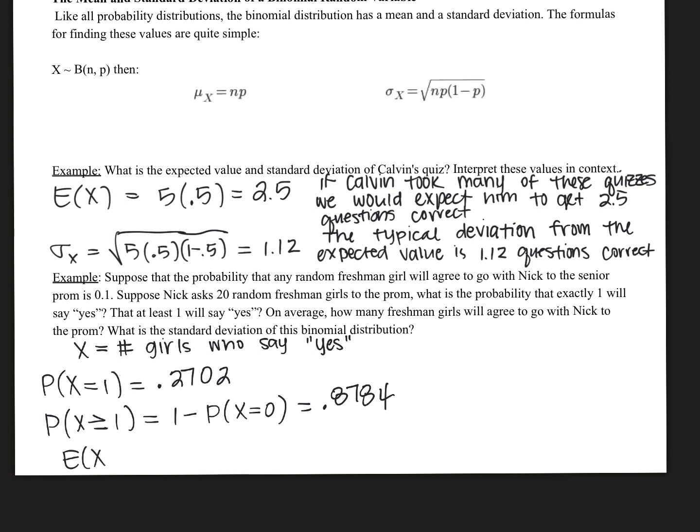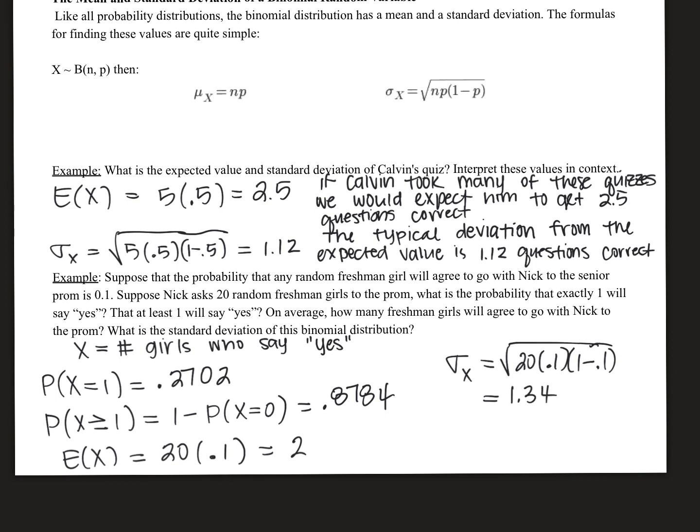Okay. Next, we're going to find the expected value. So that's n, 20, times 0.1, which is 2. So that tells us that the average number of girls that say yes will be 2. And then the standard deviation. So the square root of n times p times 1 minus p. So it's the square root of 20 times 0.1 times 0.9, which gives us 1.34. So we can say the number who say yes varies by 1.34 girls.